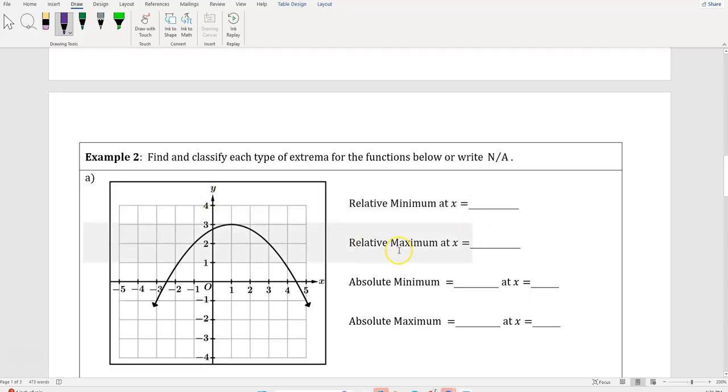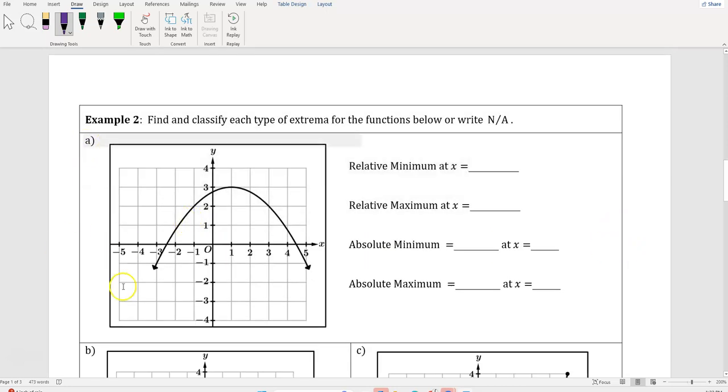Okay. So a lot of these questions that you're going to see are going to ask for a lot of things, but they may not have a lot of those things. So for A, this asks for relative maximum, relative minimum, absolute maximum, absolute minimum. Right away, I see that I have arrows on both sides of this graph that are going down. So do I have an absolute minimum? I do not. Do I have any dips where I go back up where I would have a relative minimum? I do not. So they tell us to put NA for that, so I don't have any type of minimums for this graph.